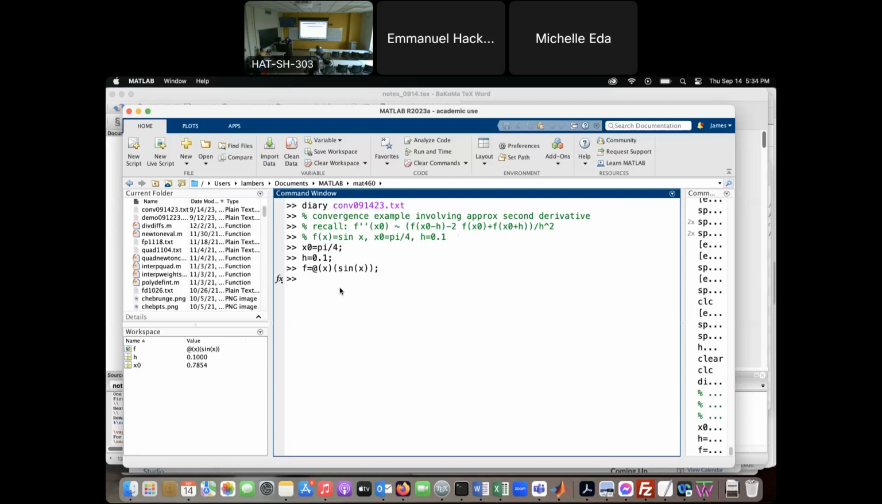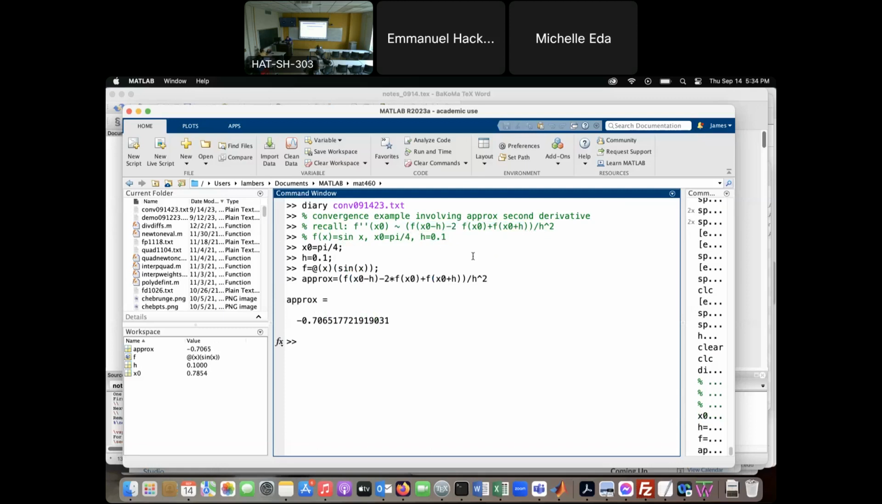So I'm going to compute an approximation to the second derivative. So what's with the at sign? The at sign tells MATLAB that you're defining a function. So now I can pretty much do exactly this, and I need the asterisk for multiplication. So f of x naught minus h, minus 2 times f of x naught, plus f of x naught plus h, over h squared. It's a good idea to do format long if you have it already.